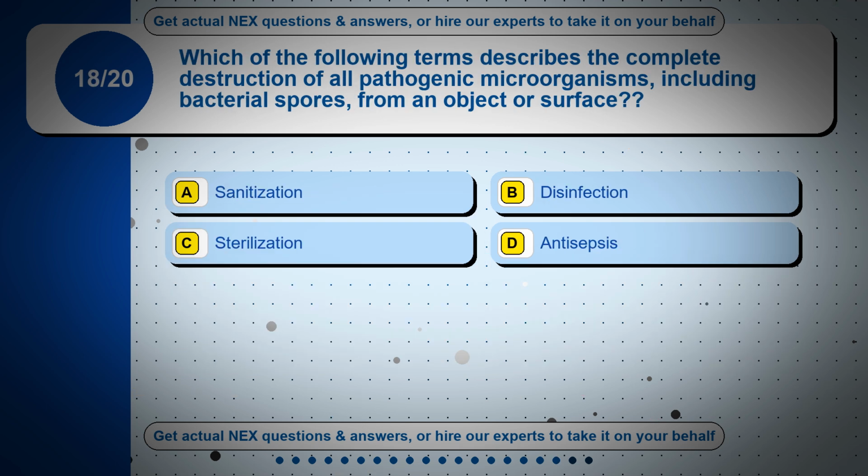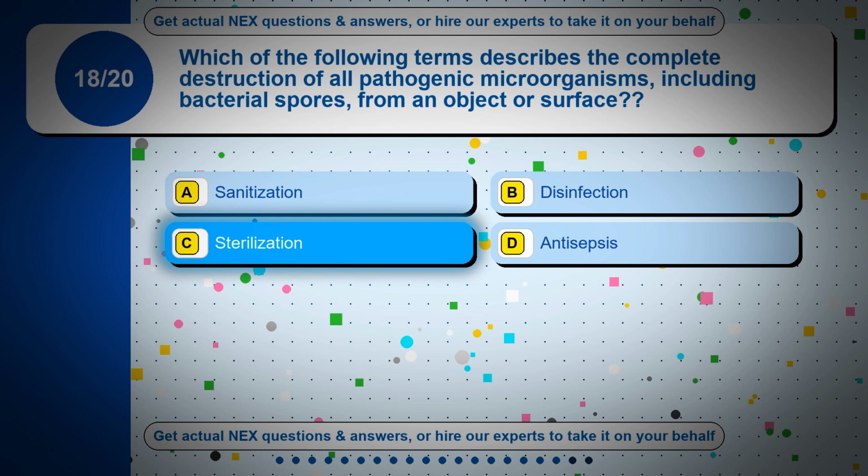Question 18. Which of the following terms describes the complete destruction of all pathogenic microorganisms, including bacterial spores, from an object or surface? Option A, sanitization. Option B, disinfection. Option C, sterilization. Option D, antisepsis. The correct answer is option C. Sterilization.